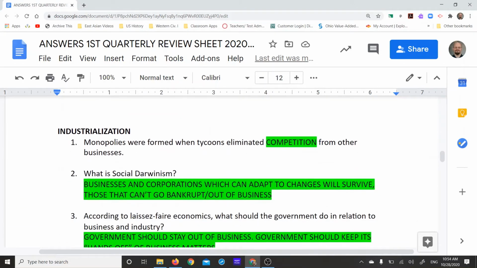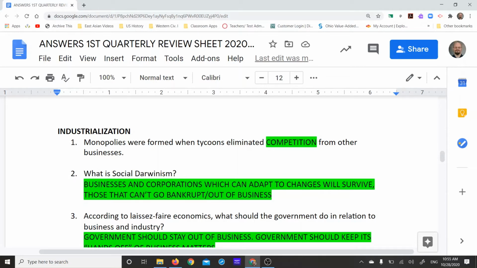Industrialization. Here we go. Monopolies reform when tycoons eliminated competition from other businesses. If you remember back to the Farmers to Factories unit background slide, it was a political cartoon all about a monopoly gaining control of farming.